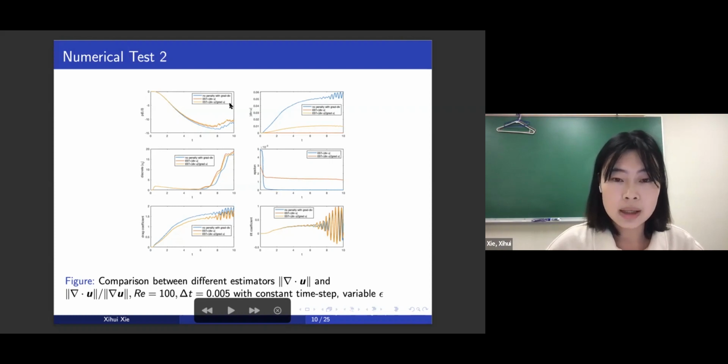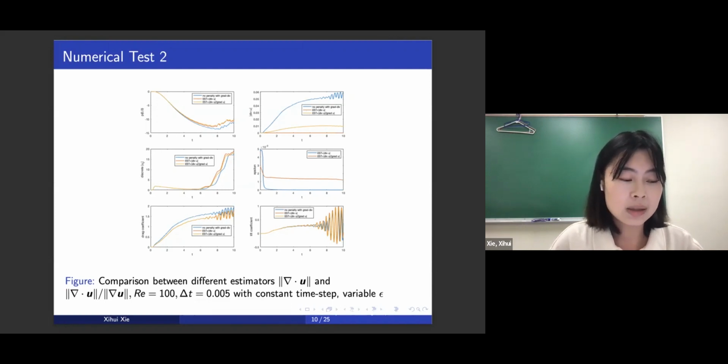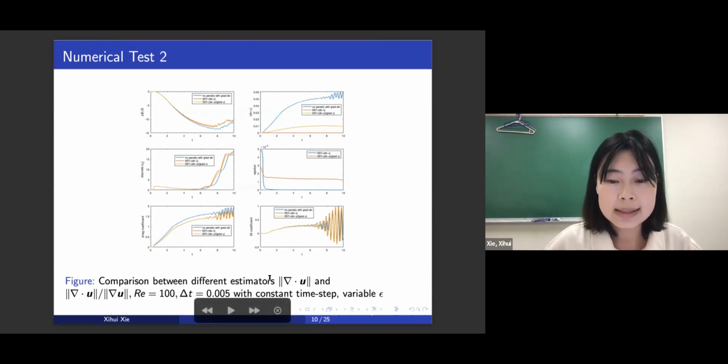To compare these two estimators, the blue curve here is the result from the coupled system. For this coupled system, we add grad-div stabilization, with a finer mesh and a smaller time step. So I can say this blue curve is closer to the real situation. We see that both estimators with the adaptive penalty method control the div u norm better than the coupled system. The yellow and red curves have a smaller div u norm than the coupled system.